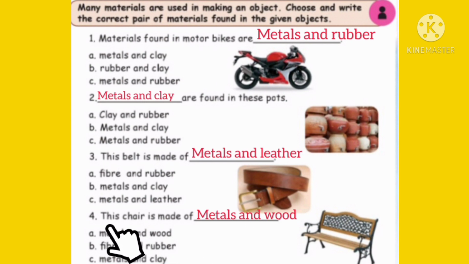Next one. This chair is made of dash. See this chair. What are the materials found in this chair? First one, metals and wood. Is this correct? Yes, very good. This is the correct answer. Metals and wood is the correct answer.